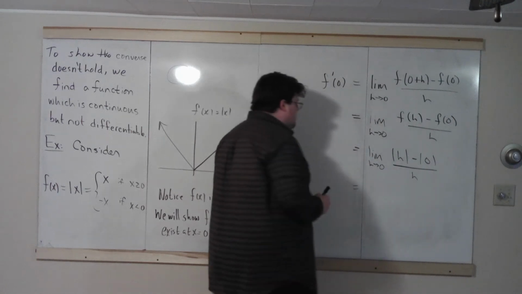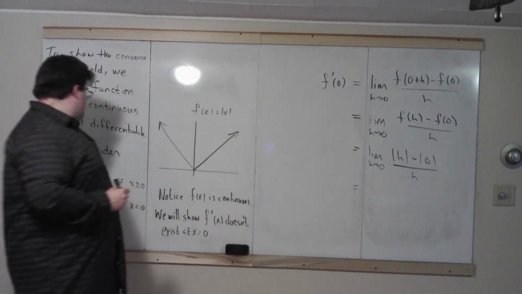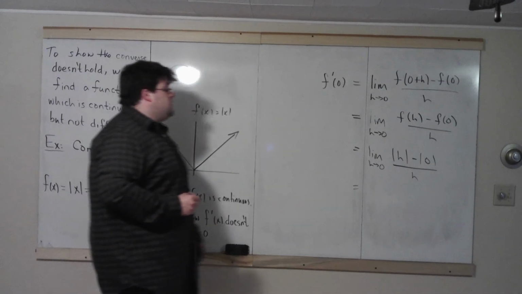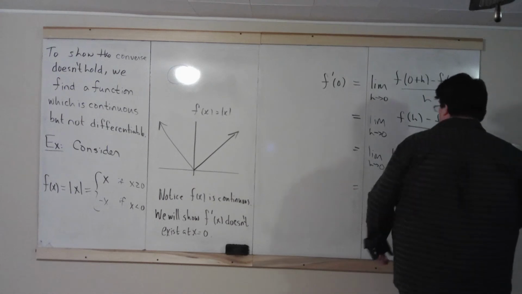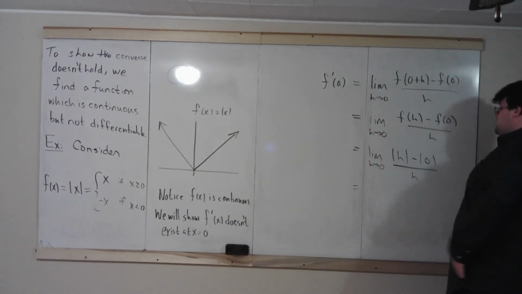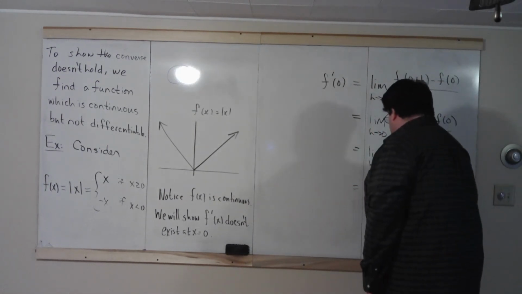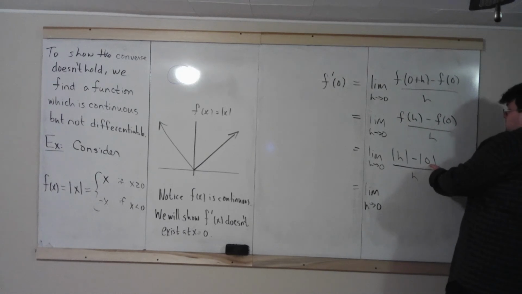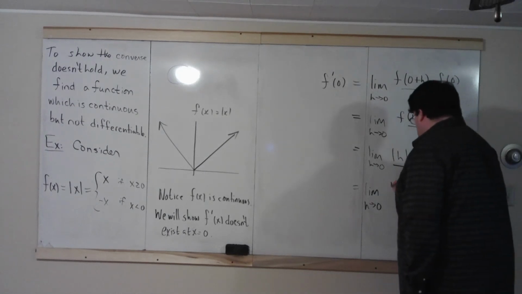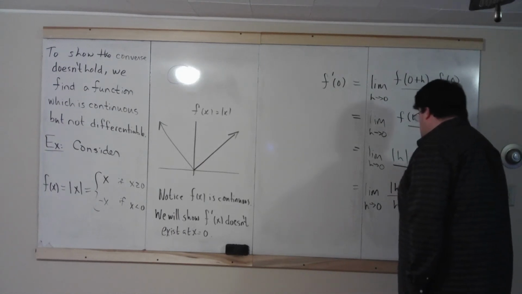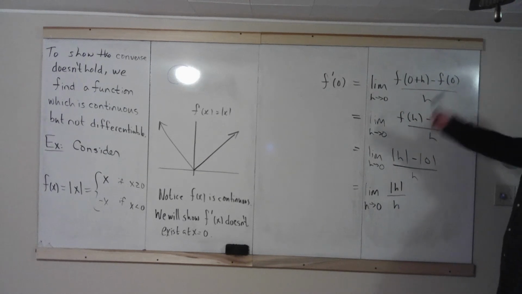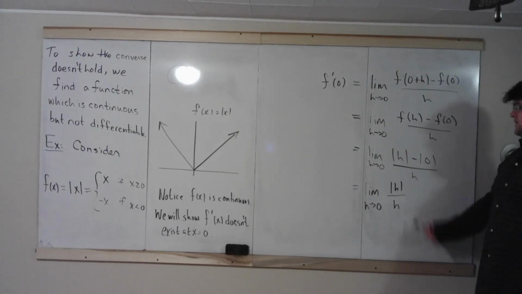The absolute value of h, well, we don't know what h is yet. The absolute value of 0, well, 0 is a number, the top line in the definition. The absolute value of 0 is 0. So this equals the limit as h approaches 0 of the absolute value of h minus 0, so the absolute value of h over h. So right here, we have f prime of 0 equals this limit.